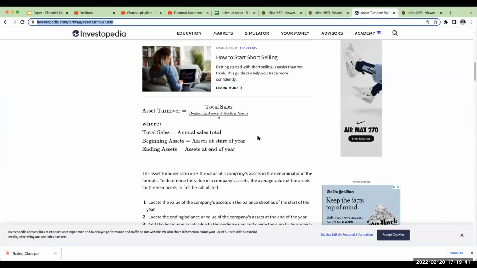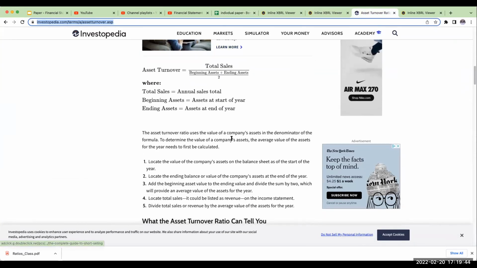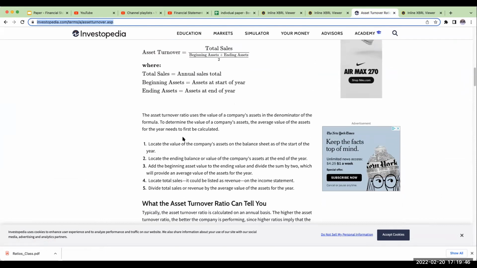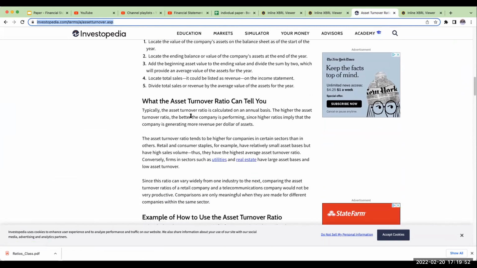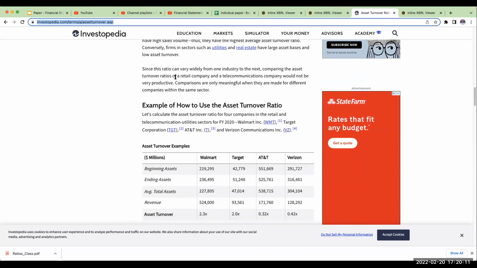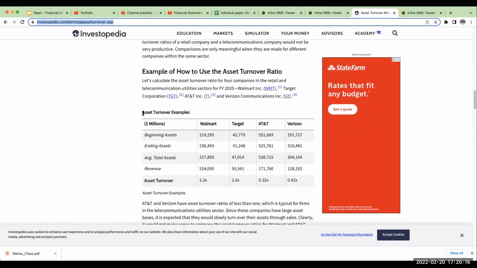And let's just take a look at this here. The asset turnover uses a value, so locate the assets at the end of the year. Typically the asset turnover ratio is calculated on an annual basis. The higher the ratio, the better the company is performing, since higher ratios imply the company is generating more revenue per dollar of assets. Retail and consumer have relatively small asset bases but high sales volume. Since comparing the ratio by industry is important, okay, telecommunications.